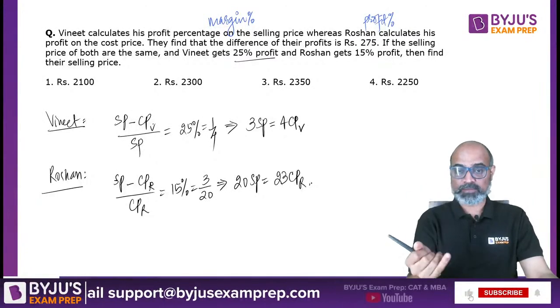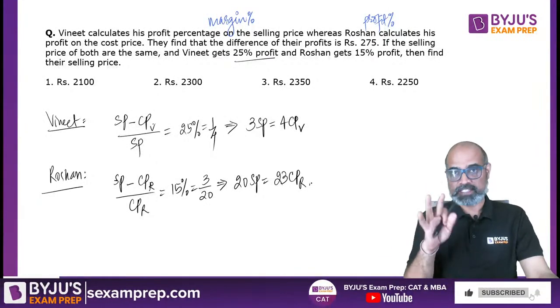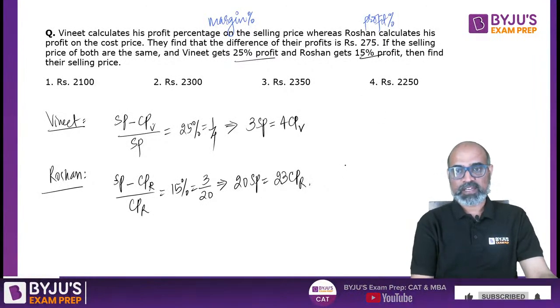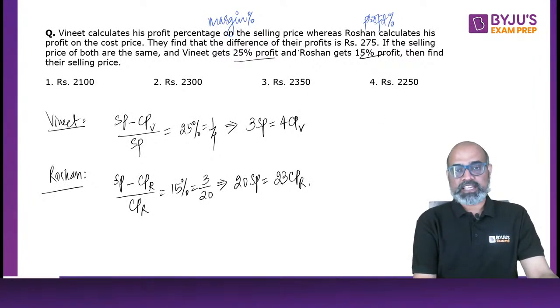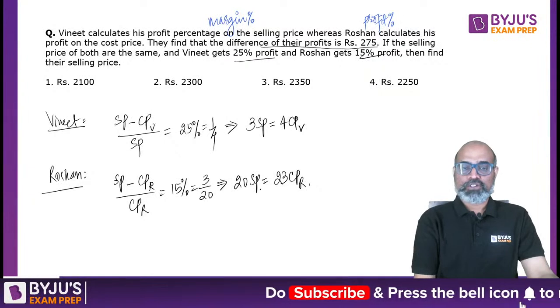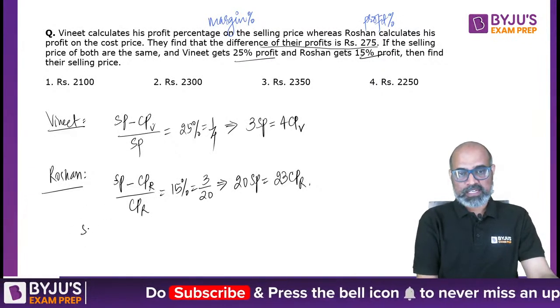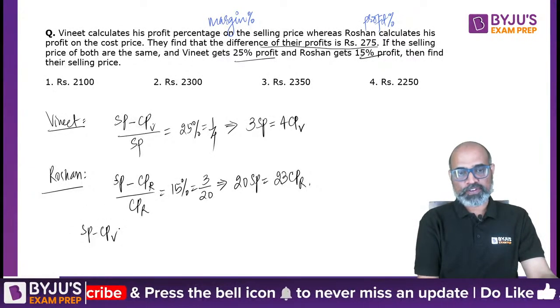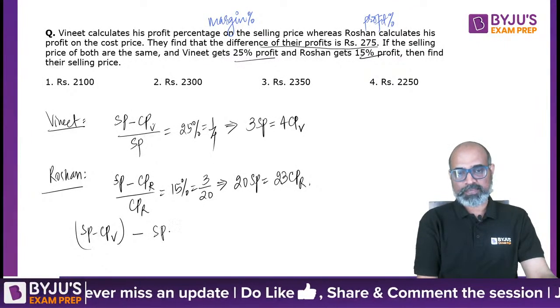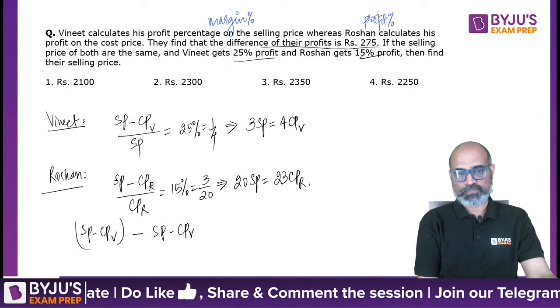See, there are 3 variables, right? Selling price, cost price of Vinith, cost price of Roshan. 3 variables. One more thing that is given to us is that the difference of their profits is rupees 275, right? So selling price minus cost price of Vinith, so this is the profit, minus selling price minus cost price of Roshan.